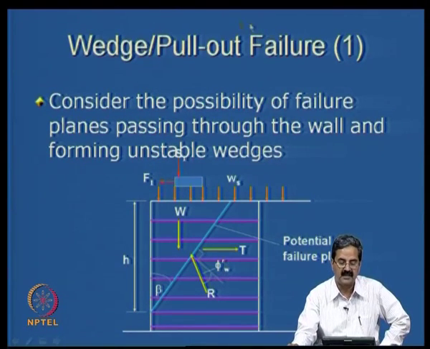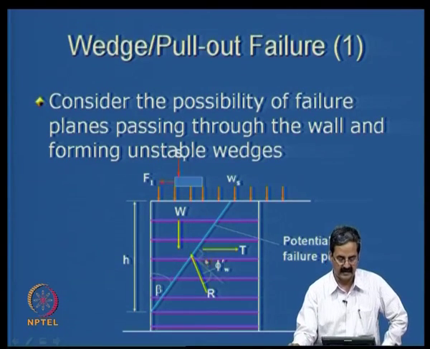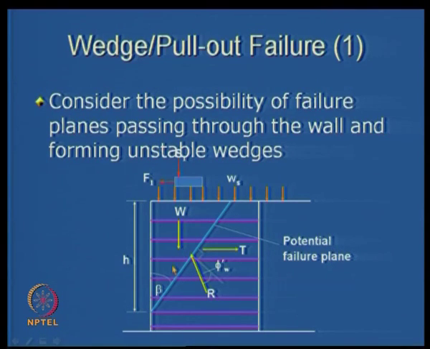Then once you provide this reinforcement, we have some more considerations, like it should not fail. So we have to calculate tension using the wedge pull-out failure also. Consider the possibility of failure planes passing through the wall and forming unstable wedges. In this wedge you have 1, 2, 3, 4, 5, 6 layers of reinforcement, so you have 6 layers of reinforcement.